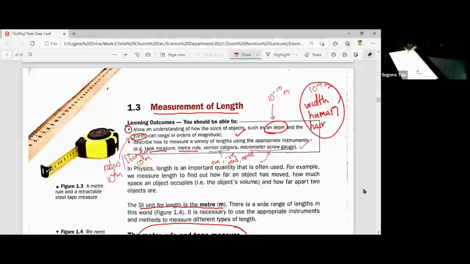And the last part, which is not covered here, is that we also talked a little bit about the idea of precision, which is the smallest unit that the instrument can measure. So that was for 1.3.